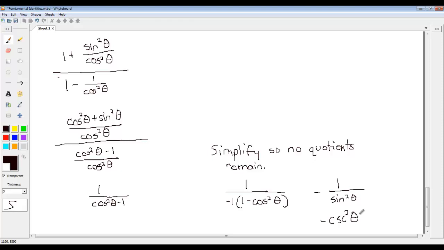Pretty cool, huh? You can keep simplifying things down, just still in terms of sines and cosines here. And then once you get it down to here, and no quotients remain, you rewrite it as negative cosecant squared theta. So you're going to have lots of fun manipulating and changing and transforming. It's like this big puzzle you're trying to solve, and then you're trying to get things down to certain terms. So have fun with that, and I look forward to seeing you again soon to do more identities.